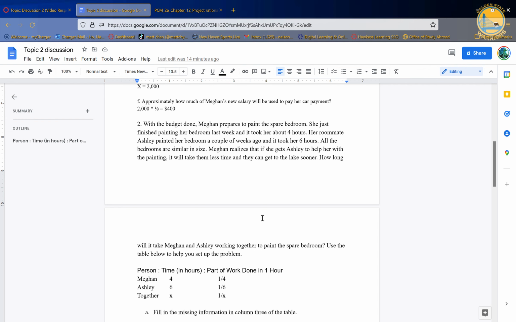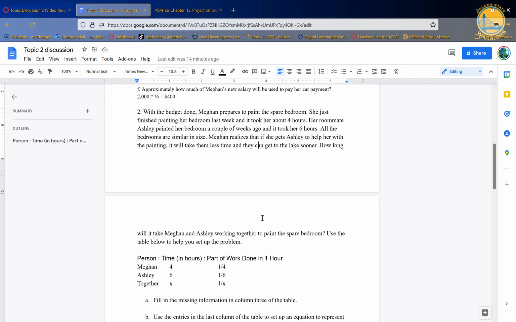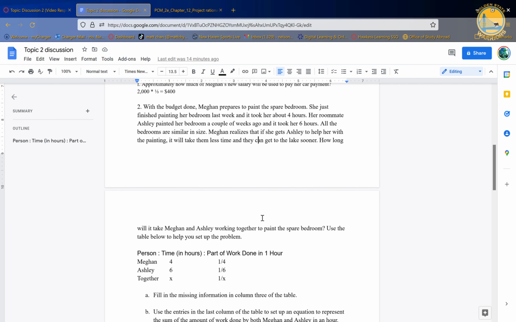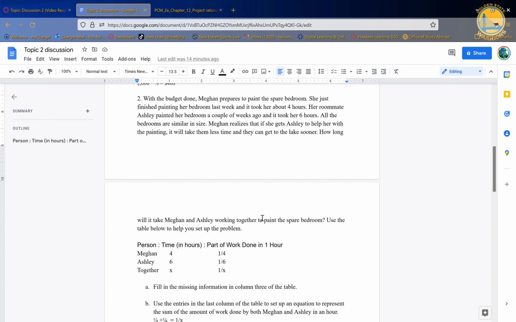Megan realizes that if she gets Ashley to help her with the painting, it would take less time, and they can get to the lake sooner. How long will it take Megan and Ashley working together to paint the spare bedroom? Use the table below to help you set up the problem.